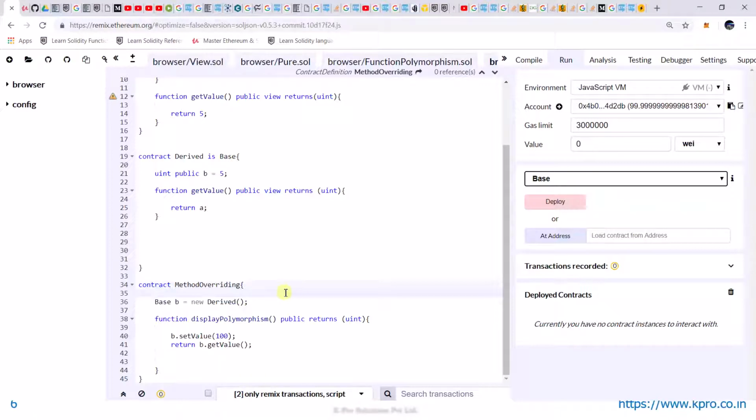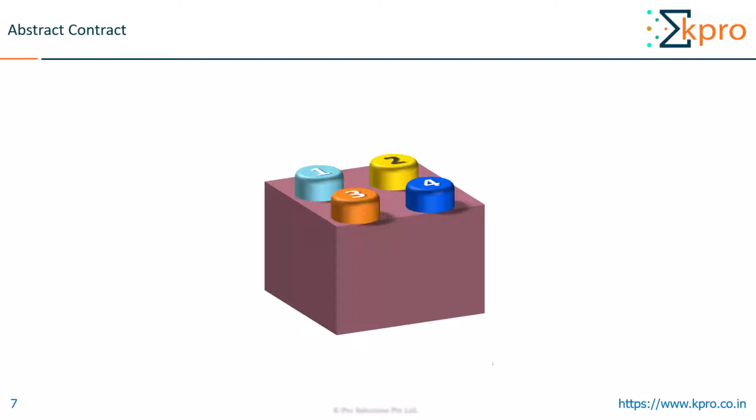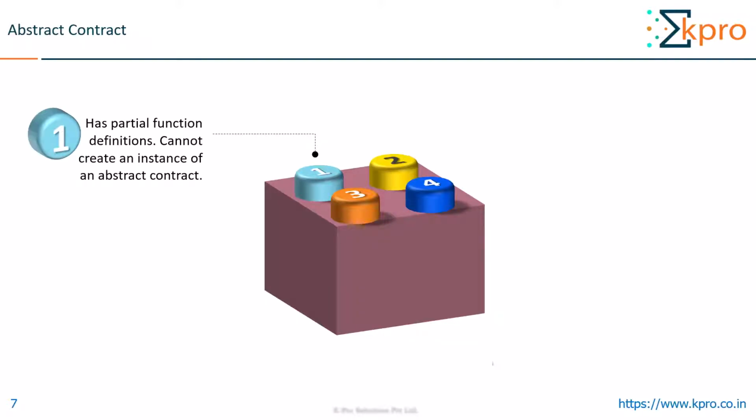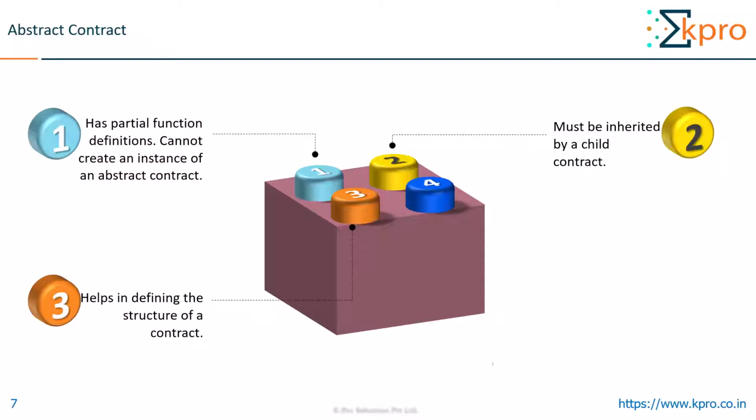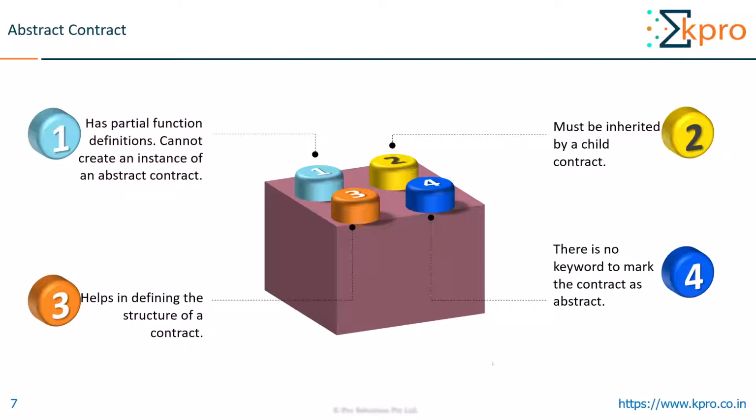Next, let me go back to my slides. Next, let us talk about abstract contracts. Abstract contracts have partial function definitions. We cannot create an instance of an abstract contract. These abstract contracts must be inherited by a child contract. Abstract contracts help in redefining the structure of a contract, and there is no keyword to mark a contract as abstract. Whenever a contract has just function declarations with no body, we can consider that contract an abstract contract.